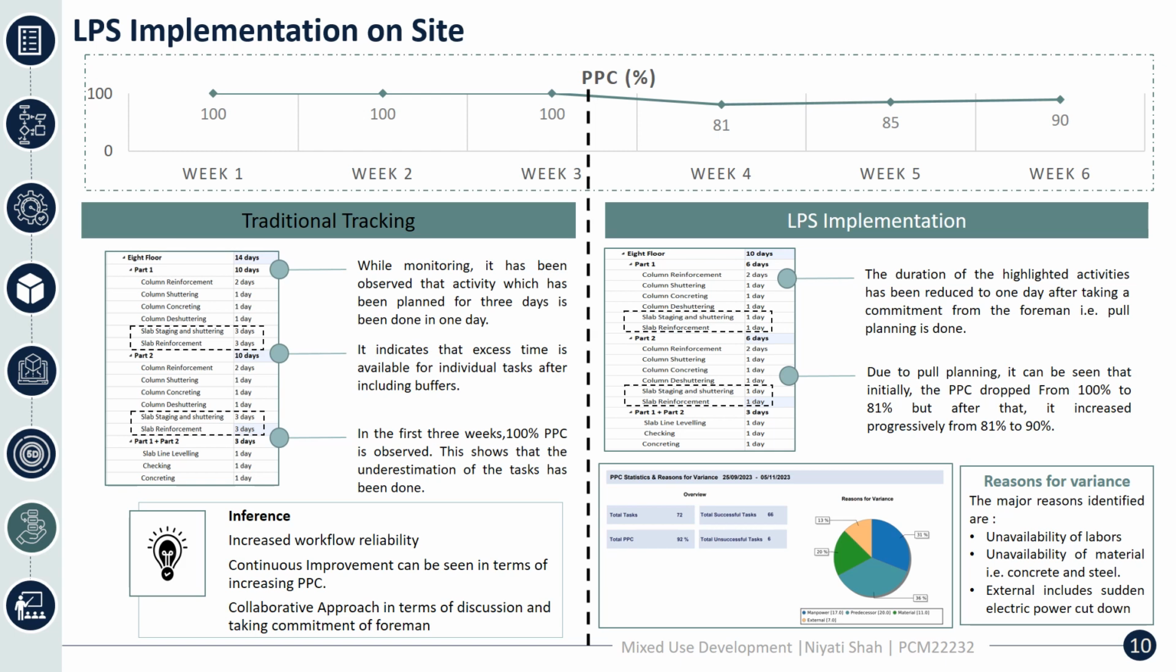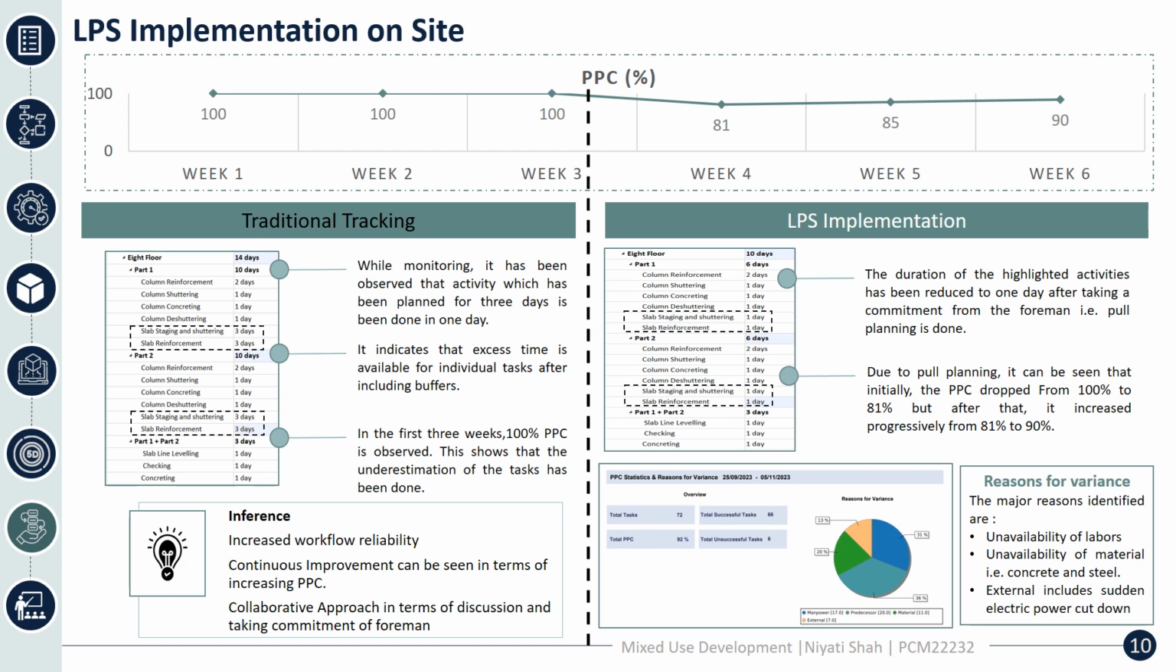After that, LPS was implemented for weeks 4 to 6. The activities which had been planned for 3 days and were completed in 1 day were given 1 day. So the slab cycle of 14 days has now been reduced to 10 days. From that, we understood that we could pull the activities forward on the basis of the commitments given by the foreman.